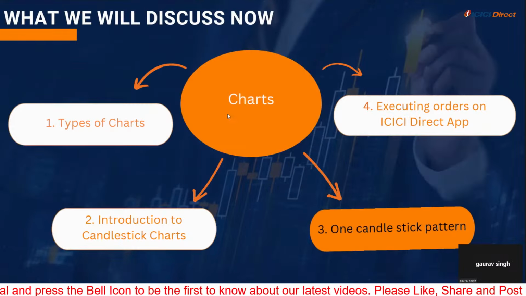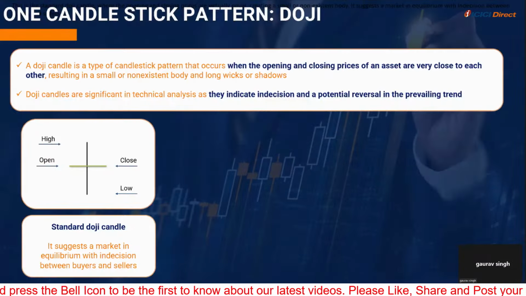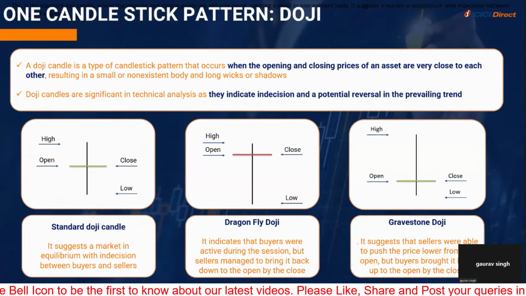Okay. From there, we move to one candlestick patterns. The first one we start with is the doji. We have three dojis. First is the standard doji, second is the dragonfly doji, and third is the gravestone doji.